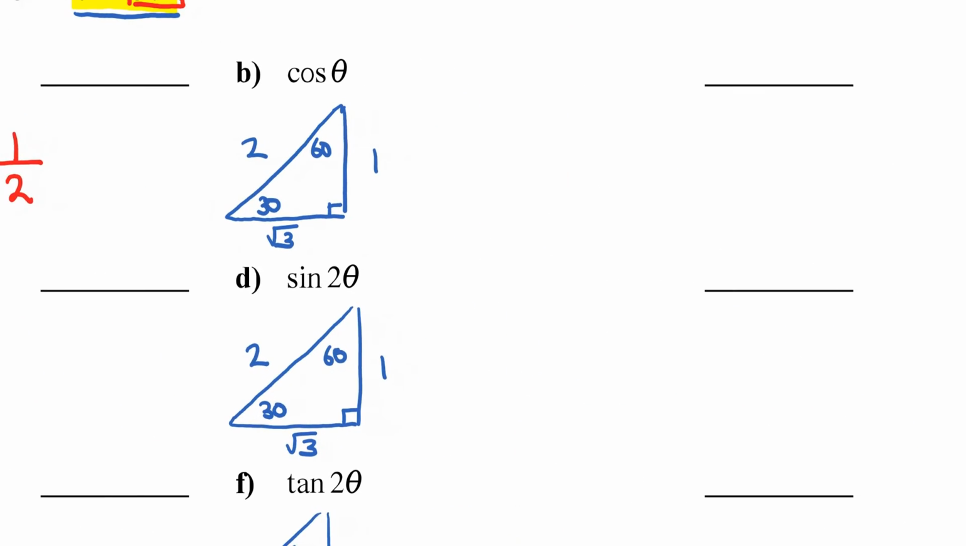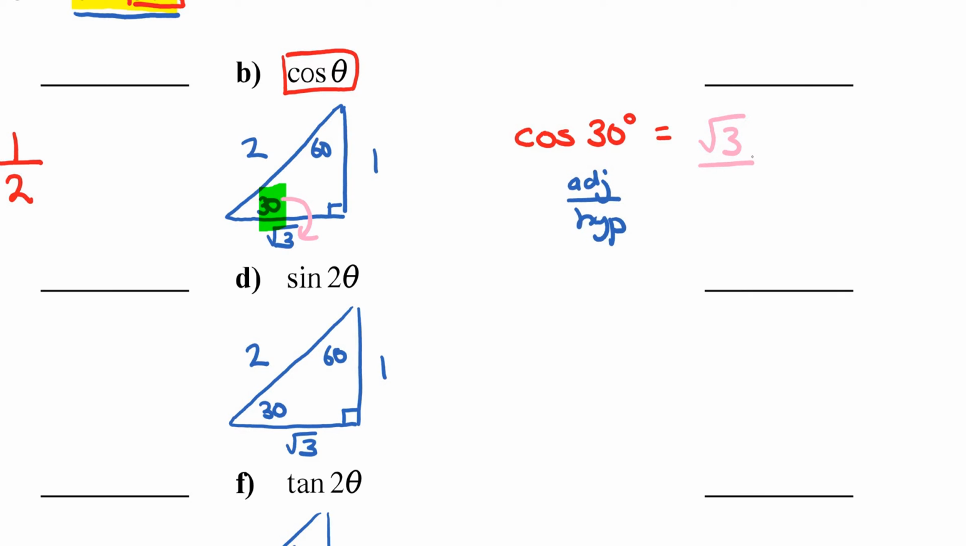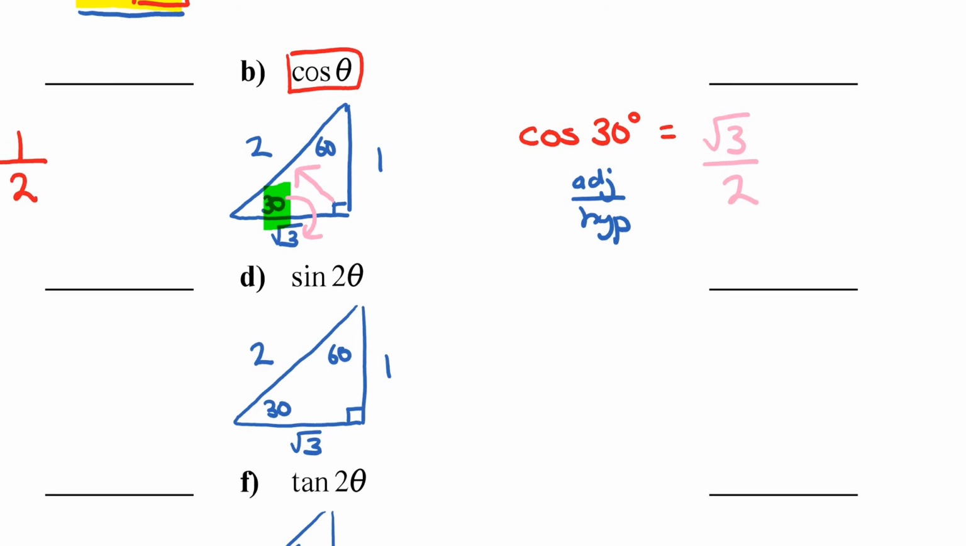All right, moving on to letter B now. So I have cos theta, and remember, theta is 30 degrees. So this question is asking, what is the exact value of cos 30 degrees? Well, here's 30 degrees right here, and for cos theta, that ratio is your adjacent over your hypotenuse. What is your adjacent? Your adjacent is root 3. So it's going to be root 3 divided by the hypotenuse, which is 2. So root 3 divided by 2. For all the questions on this very first page from section 8.3, you need to look at the 30, 60, 90 triangle and read the numbers on the sides.